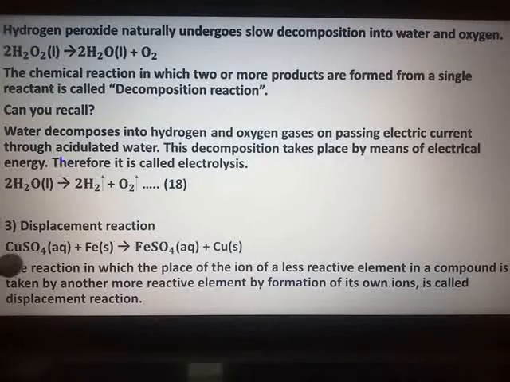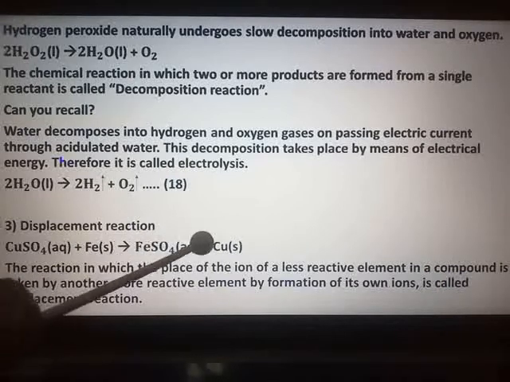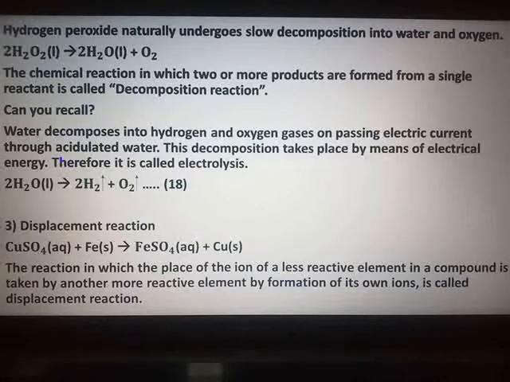You can see with the help of an example, copper sulfate which reacts with iron. Here iron will displace copper from its position and it will sit in the position of copper. So FeSO4 will be formed with the liberation of copper. Such an example is called a displacement reaction. I hope all of you have understood.